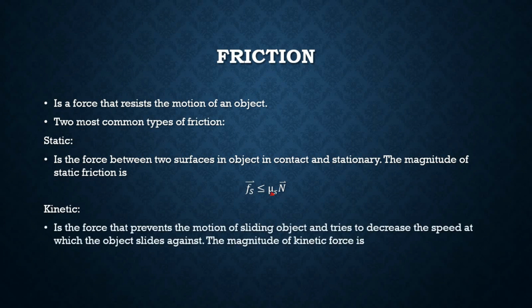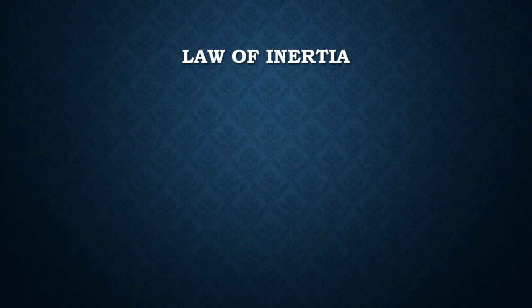Next up is kinetic friction. Kinetic friction is the force that prevents the motion of a sliding object and tries to decrease the speed at which the object slides. The magnitude of kinetic friction is equal to kinetic mu times the normal force.